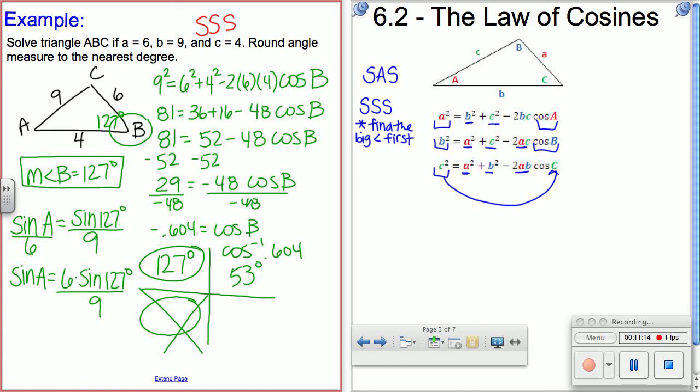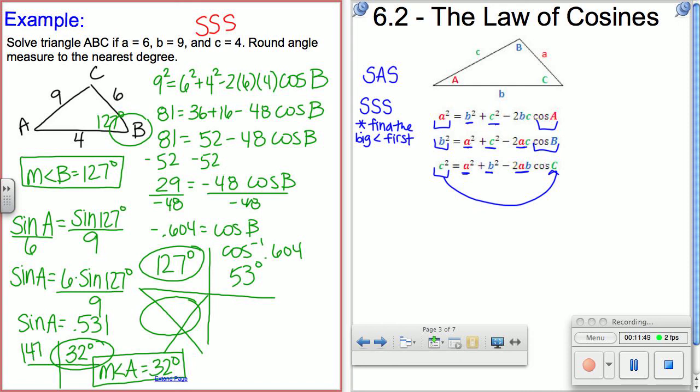When you do 6 times sine of 127 over 9, you should get about 0.531. And now we'll take the inverse to get 32 degrees. So that's the measure of angle A. Now, if I subtract that from 180, I get 147 degrees. But since angle B is 127, that one's going to be too much.